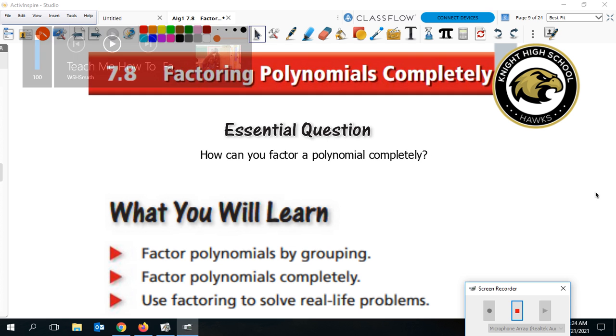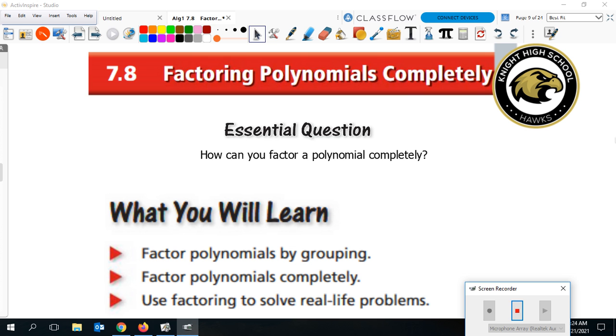All right, well, welcome back, Algebra 1 students. So here we go, 7.8 in our Big Ideas curriculum. This is our last section on factoring, and we're factoring polynomials completely. We're actually learning one more method of factoring, and then we'll be really looking at factoring the polynomials completely.